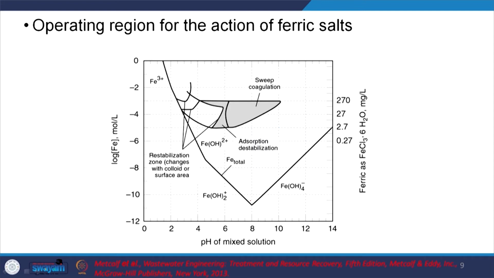So, Fe total, right, and such, but again sweep coagulation, because this is where precipitation is taking place. So, that is one thing to keep in mind. And restabilization zones, changes with colloid or surface area, we will not go into that. Again for most working ranges, this is the concentration we are looking at and this is the pH. So, we are going to have sweep coagulation, but you can also have adsorption based destabilization too, right. That is something to keep in mind.